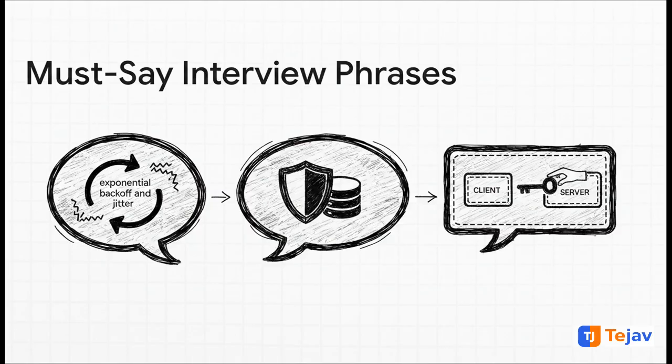Then you hit the safety concern. To ensure safety, especially for write operations, I'd make the endpoint idempotent. And finally, you give them the how. This can be implemented using a client-generated idempotency key passed in a header.